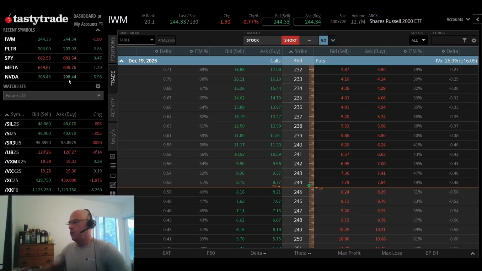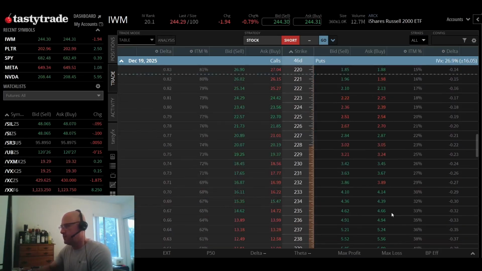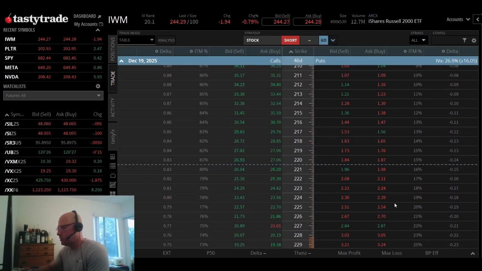So here we are. I'm looking at IWM, which is the Russell Index. I don't have a position there. That's kind of why I'm using it. A ratio spread is just buying an option and selling more options on a ratio. So it's typically two sold to one purchased. And I usually set these up at the expected move, so roughly right around here.